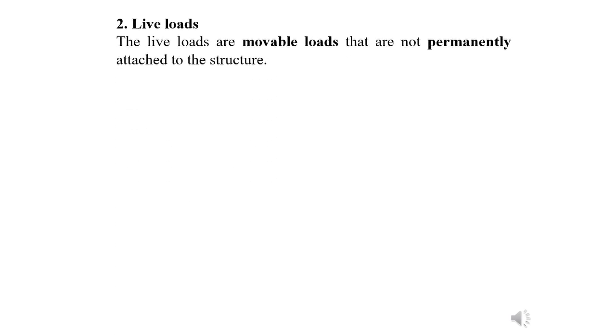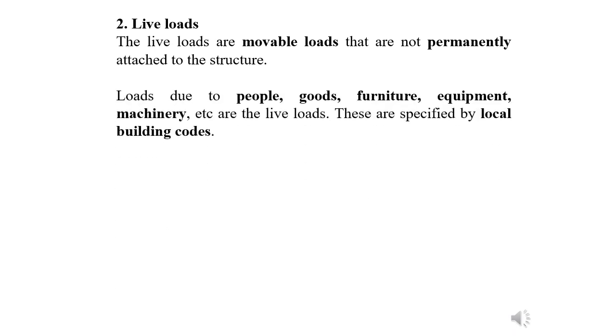The next load is live load. Live load is a moving load. We are moving on the roof of the structure. Definitely the moving load. It is not permanently attached with the structures. You are going to keep some equipment for the time being, right? For the time being, that will come under the live loads. For example, you see people, goods, furniture, equipment, machinery, all will come under the live loads.